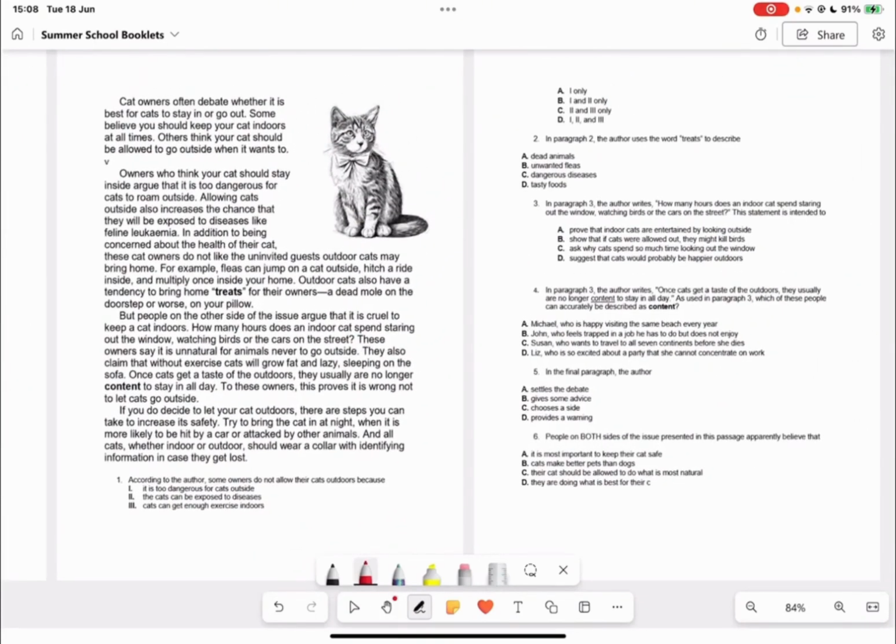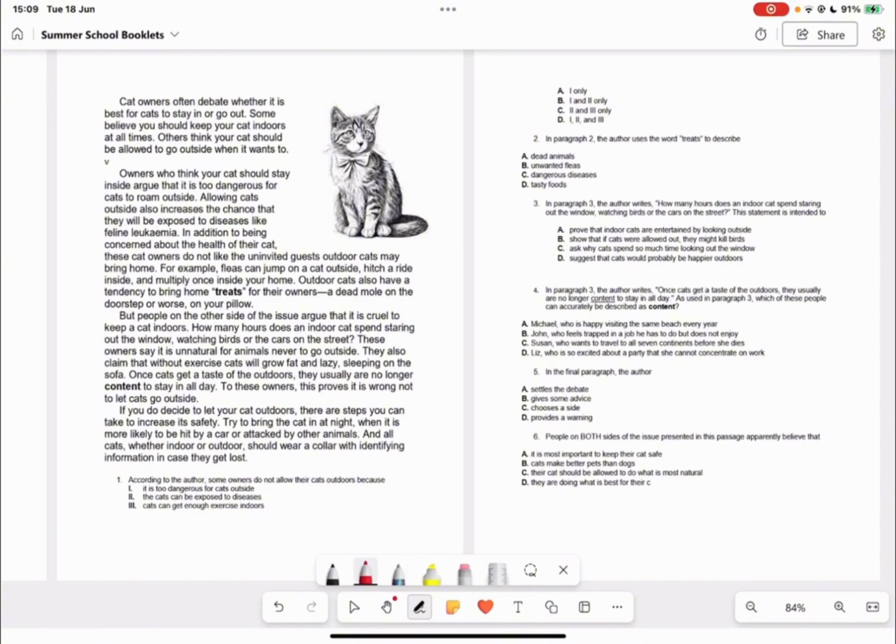So this one is about cat owners. So cat owners often debate whether it is best for cats to stay in or go out. Some believe you should keep your cat indoors at all times, and others think your cat should be allowed to go outside when it wants to. Owners who think your cat should stay inside argue that it's dangerous for the cats to roam outside, and allowing cats outside also increases the chance that they'll be exposed to diseases like feline leukemia. In addition to being concerned about the health of their cat, these cat owners do not like the uninvited guests of outdoor cats.